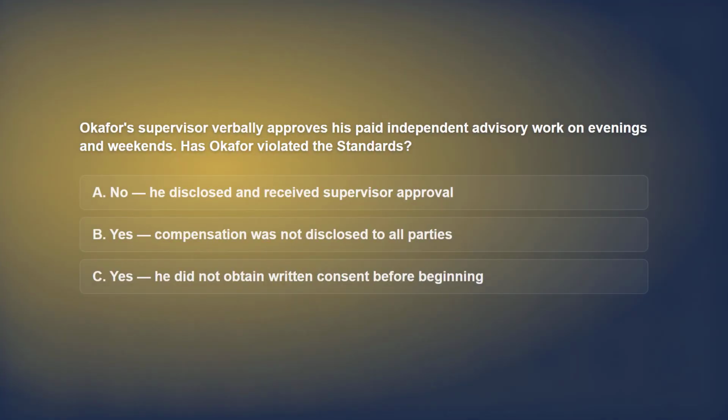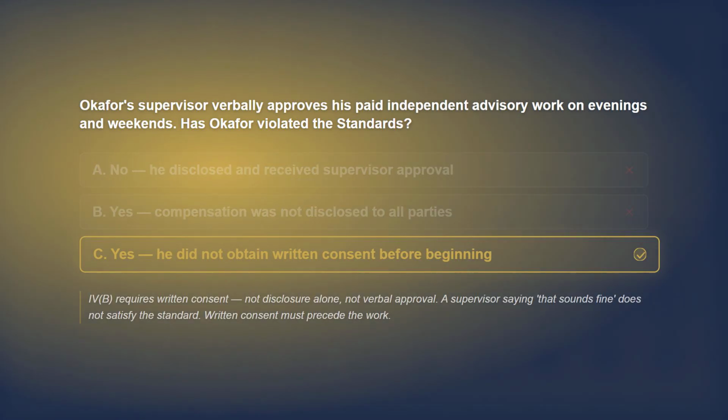Exam question 2. James Aucaffer, CFA, works full-time as an equity analyst at Blue Star Securities. A former client approaches him about providing independent investment advice on evenings and weekends. Aucaffer discusses the arrangement verbally with his supervisor, who says, "That sounds fine." Aucaffer begins providing paid independent advice. Has Aucaffer violated the standards? Choice A: no, because he disclosed the arrangement and received approval. Choice B: yes, because the compensation was not disclosed to all parties. Choice C: yes, because he did not obtain written consent from his employer before beginning. Choose now.